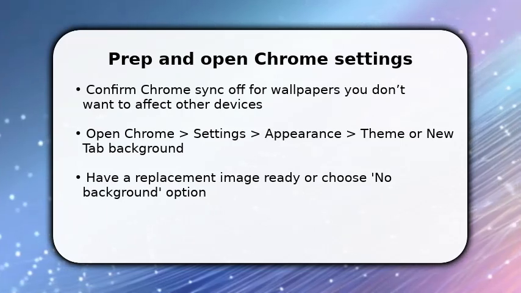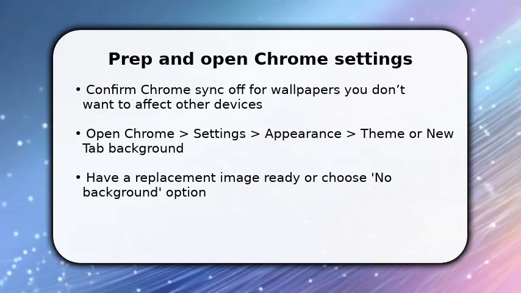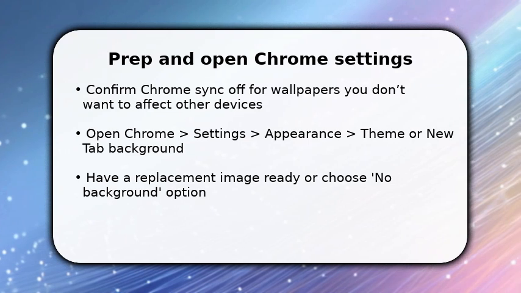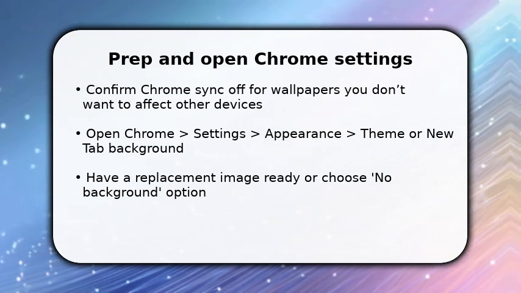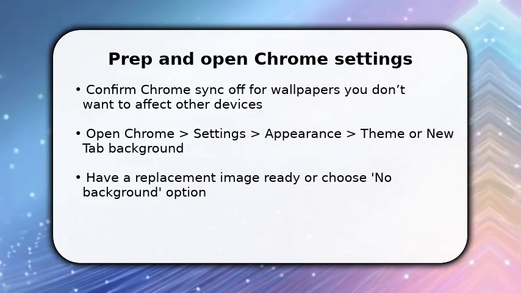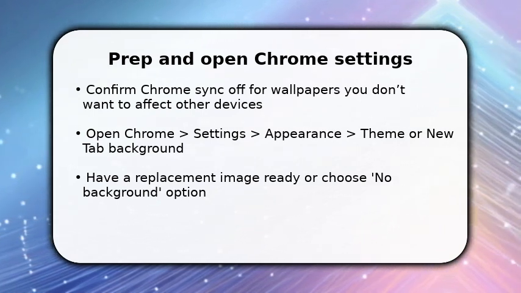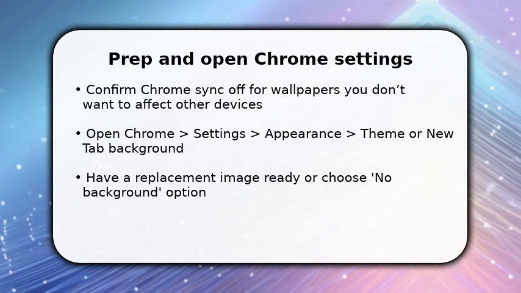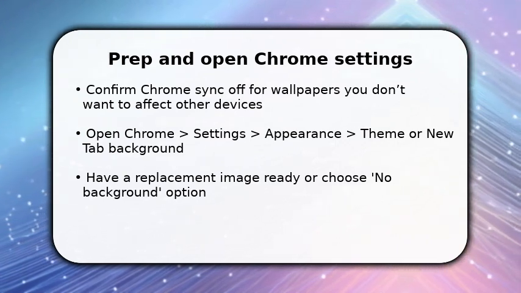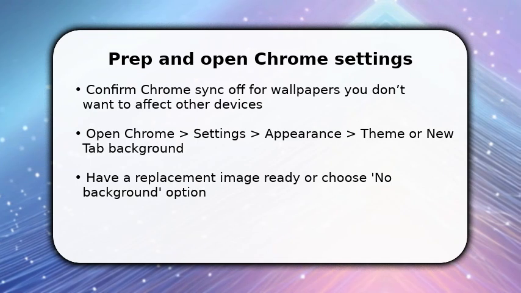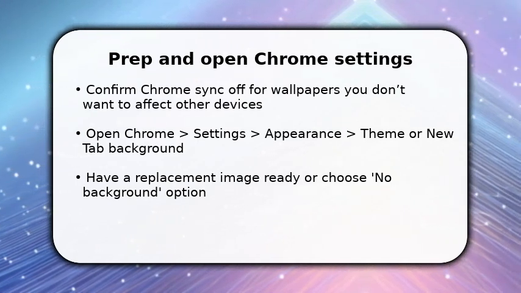You're going to remove Chrome wallpaper now. Start by opening Chrome and going straight to Settings. Once there, navigate to Appearance and then Theme or New Tab Background so you're at the right control. Make sure Sync is off if you don't want this change to apply to other devices. That prevents unintended overwrites. If you plan to replace the image, have the replacement ready in Downloads.